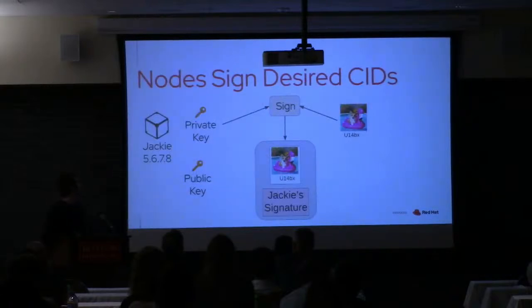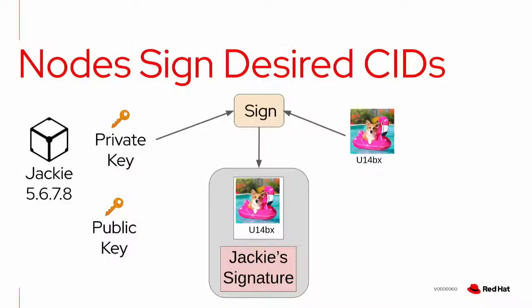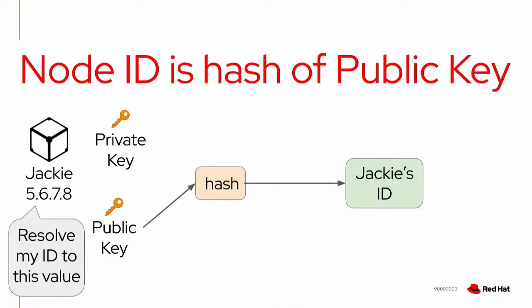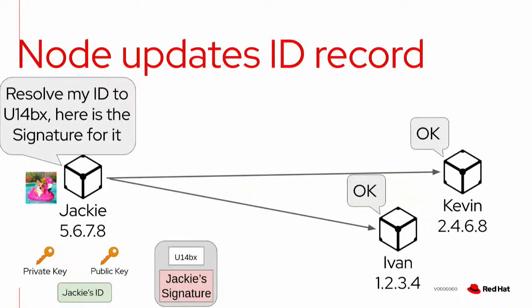So here's that process. So here Jackie wants to always resolve to, she wants to pin that corgi to being her resolution. So she'll sign it with her private key, and then it creates a signature. Oh yeah, this is also important. So the ID is a hash of the public key. So she can then talk to Kevin and Ivan and say, hey, I want my ID to always resolve to this. Here is my signature. And then they will store the content ID they want it to resolve to and the signature.